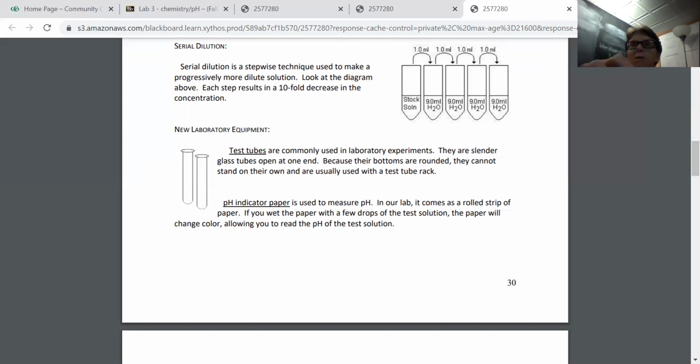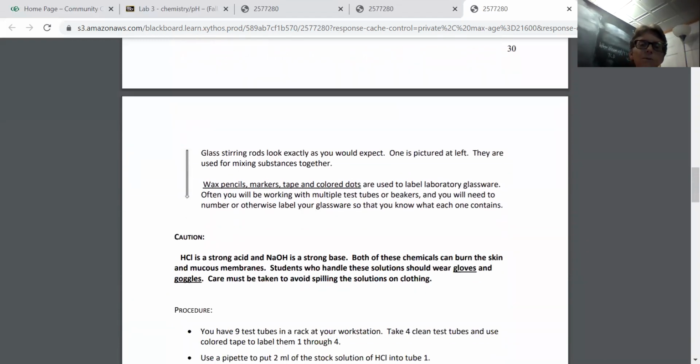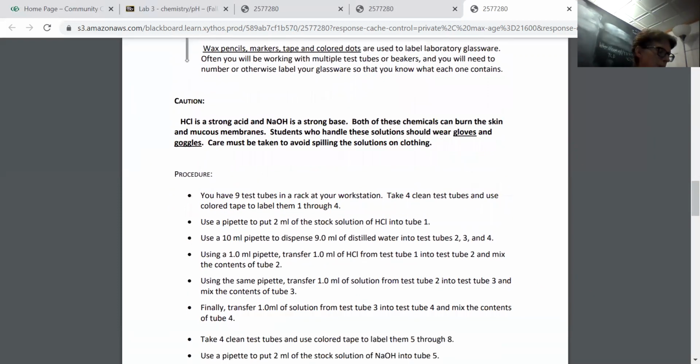Same way if we start out with a stock solution with a pH of 10, I dilute it tenfold, now the pH is going to be 9, then 8 and 7 with each tenfold dilution. So it's a little tricky. You have to remember the relationship between hydrogen ion concentration and pH.